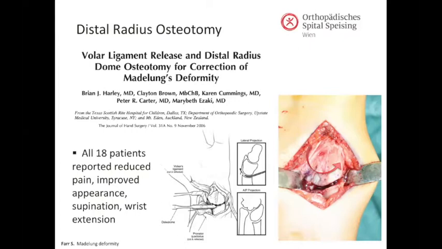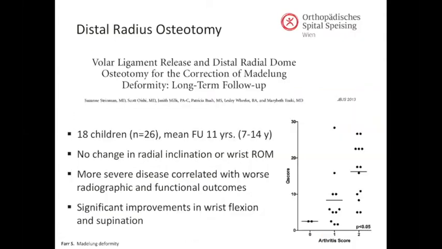And in this report, all 18 patients had reduced pain, improved appearance, and also improved motion of their wrist joint. This procedure also stood the test of time with regards to long-term follow-up. The Steinman paper confirmed that there was no change in radial inclination over time and significant improvements in wrist flexion. But what we have indeed seen is that the worse the disease was beforehand, the worse the outcome scores at the end have been. So this is an important factor to consider.